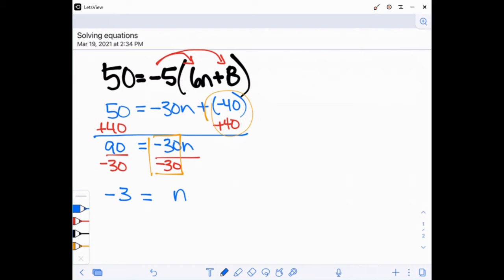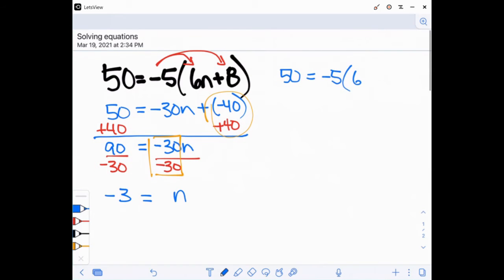And now I can check my work. I just need to substitute this answer, negative 3, in for n. So let's do that on the side. So I have 50 equals negative 5, 6 times n. We said n equals negative 3, okay, plus 8. All I did was substitute this n value, negative 3, for n in the original equation.